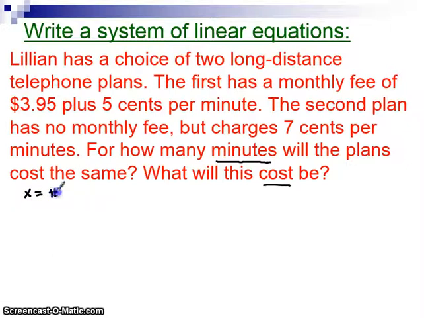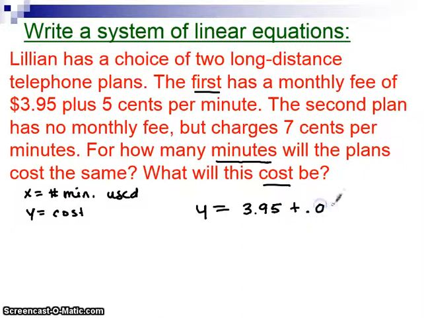Well, the number of minutes that you use will affect the cost of the phone bill. Now, let's write an equation describing x and y for the first plan. So the total cost will equal $3.95 plus 5 cents, 0.05 per, that means multiply, minutes. There's our first equation for our system.